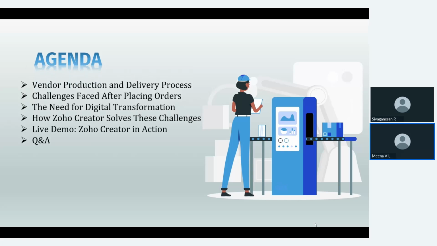The agenda for today's webinar is: once we give a purchase order to our vendors, what happens? How do we track the progress till we get the orders delivered? What are the challenges faced once you place the orders? Mostly it is manual, because there is no application so far to understand what is happening with the order you have given to the suppliers. So there is a need for digital transformation, and how do we solve this problem using Zoho Creator?